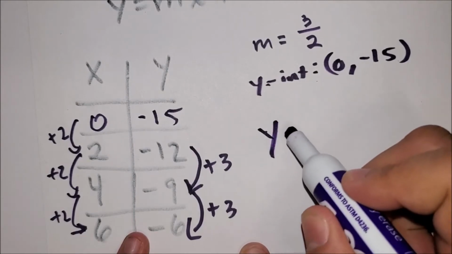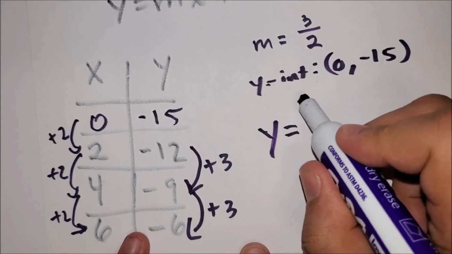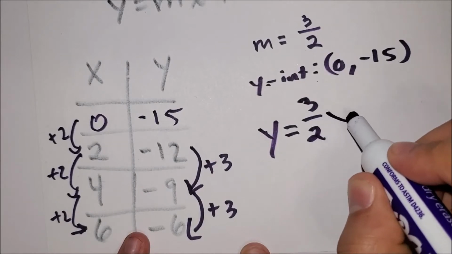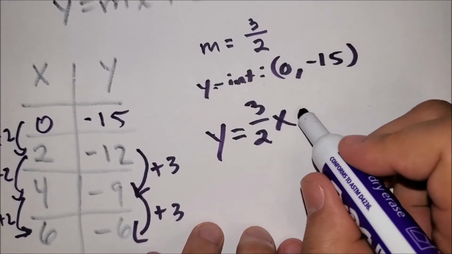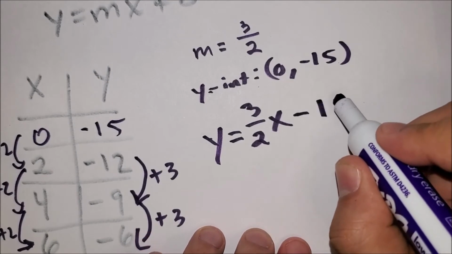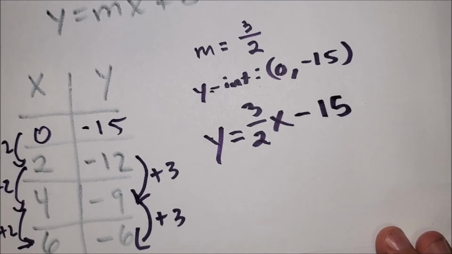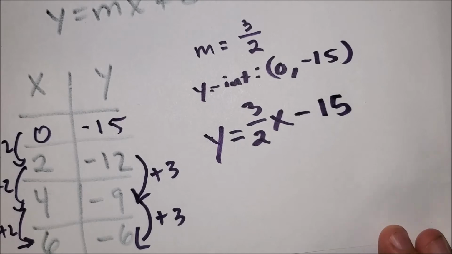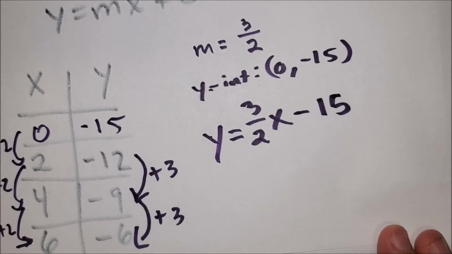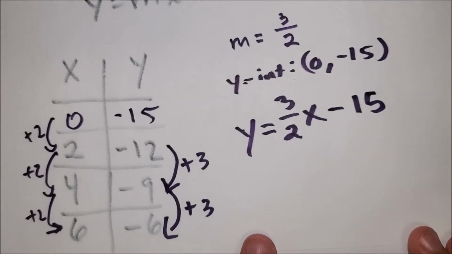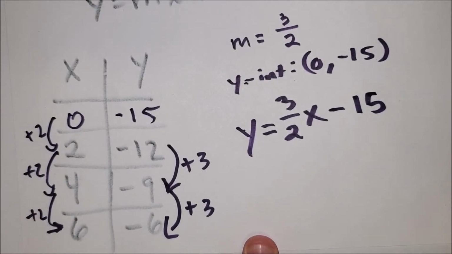Then we're going to write our equation. y equals 3 over 2 x minus 15. So, as you can see, what we did was we found a pattern, used that pattern to find out other information that we didn't have. The pattern that we got here gave us our slope, and we were able to use that pattern to get our y-intercept.